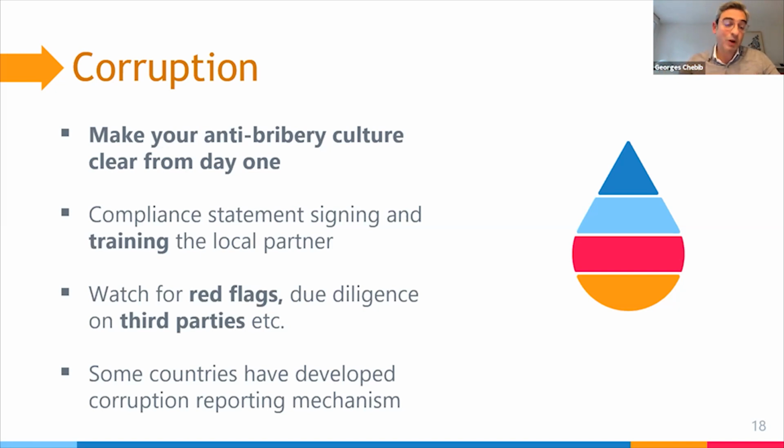Watch for red flags. Some events can be red flagged. Do due diligence on third parties, everyone. And we've seen some countries have developed corruption reporting mechanisms. You have to be aware of that and know those mechanisms, but also I think definitely reporting them to your embassy and the commercial attachés is an important issue.